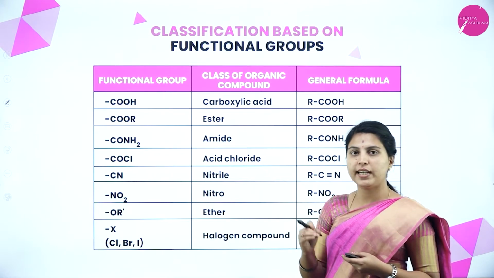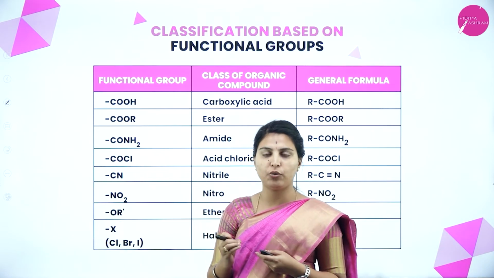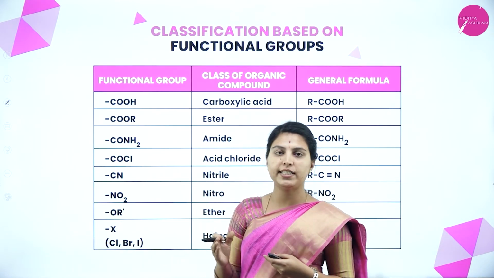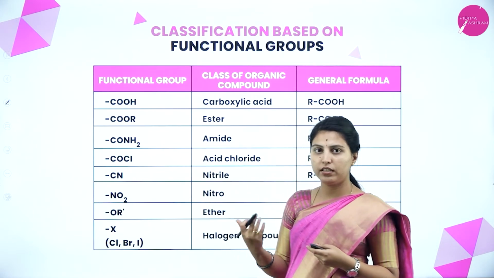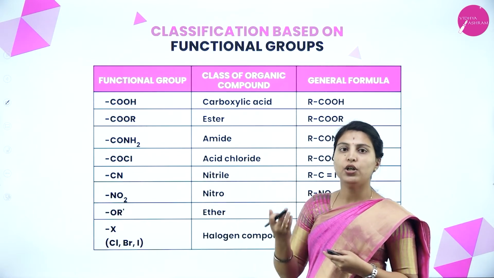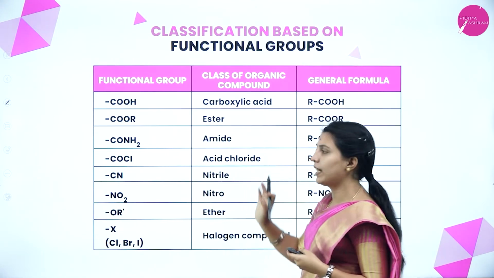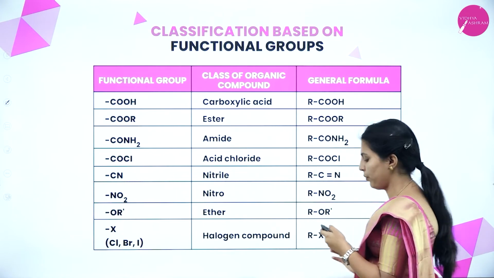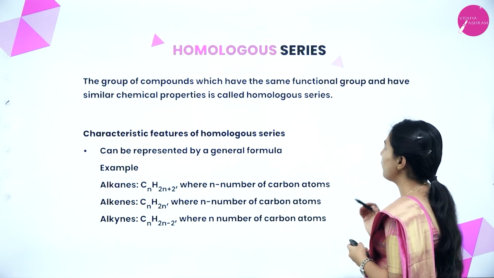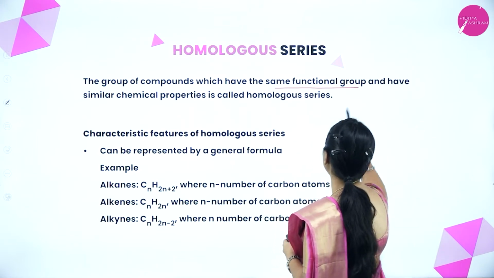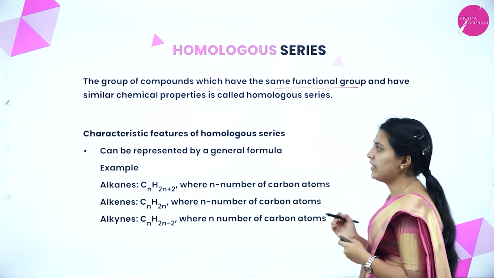You have to understand and memorize it to identify each class of organic compound, because after reading the chapters, you will get confused seeing the organic compounds individually. So you have to understand the functional group along with the class of organic compound. Next, we will move on to the homologous series. The group of compounds which have the same functional group and similar chemical properties is called a homologous series.